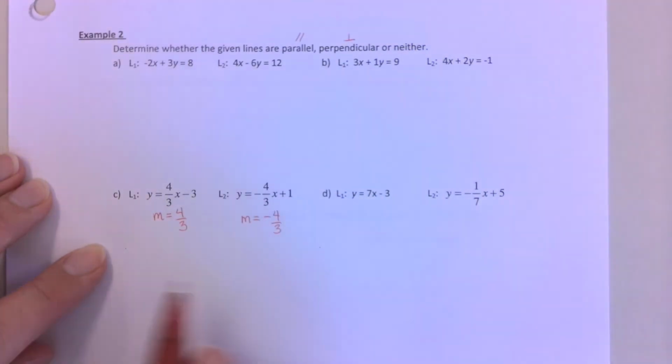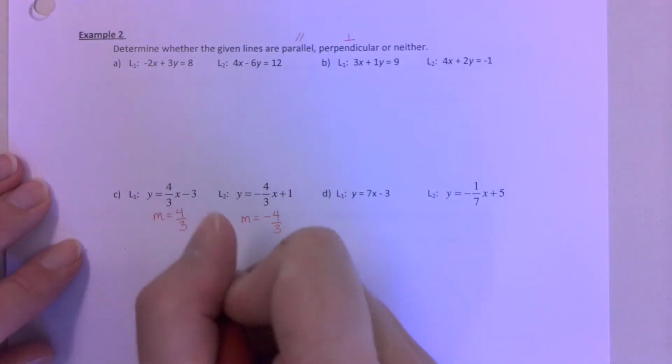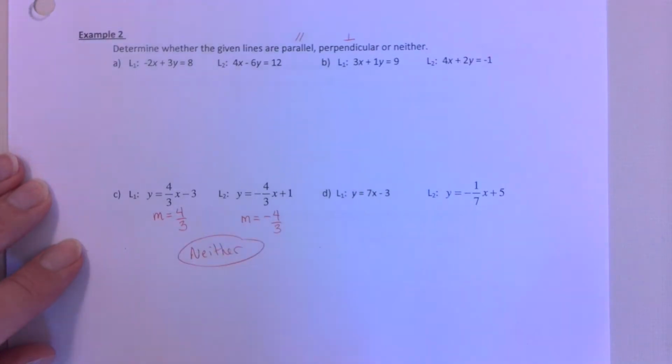And if I look too quickly, I see the positive and negative. I think they're perpendicular, but they're really not. It's really neither. They are not opposite reciprocals, and they're definitely not the same. So this is neither. All right, if we come to this one, again, it's already solved for y.